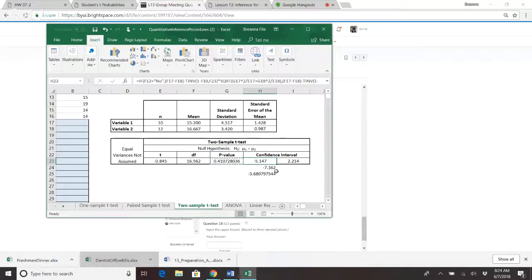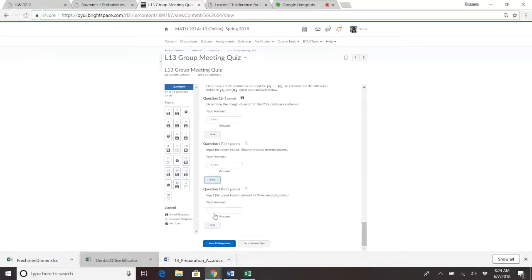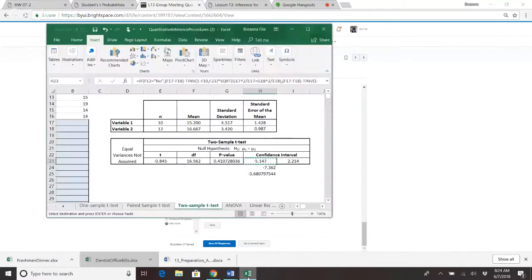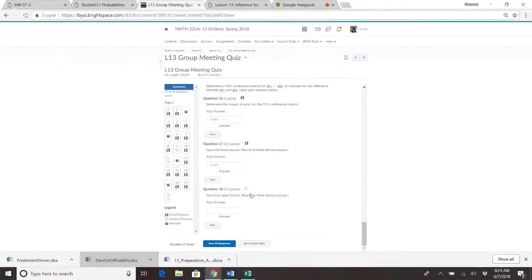I hope we're not doing this all totally wrong. I know. Input the lower bound was negative 5.147 and then 2.214. Well, I guess I should submit and see what we did wrong. Negative. Oh, sorry. 2 point.